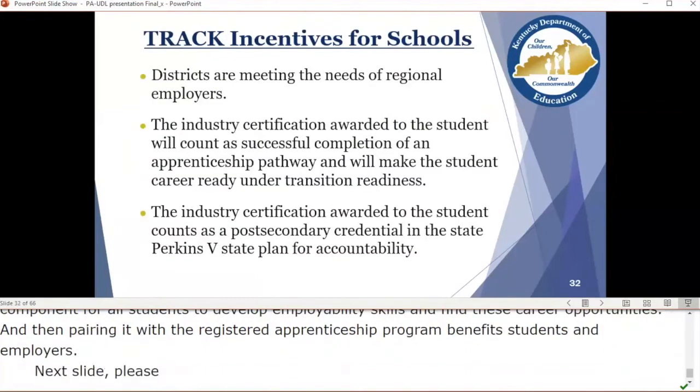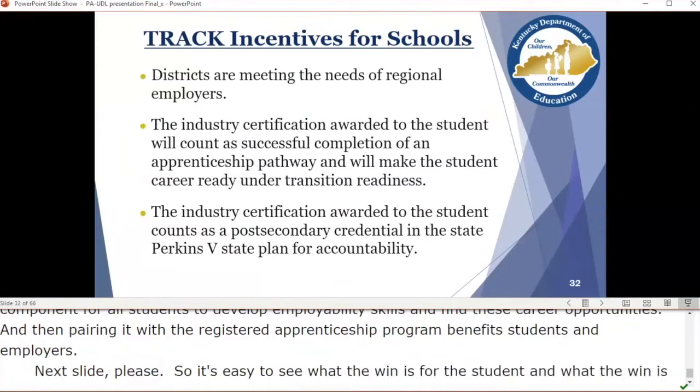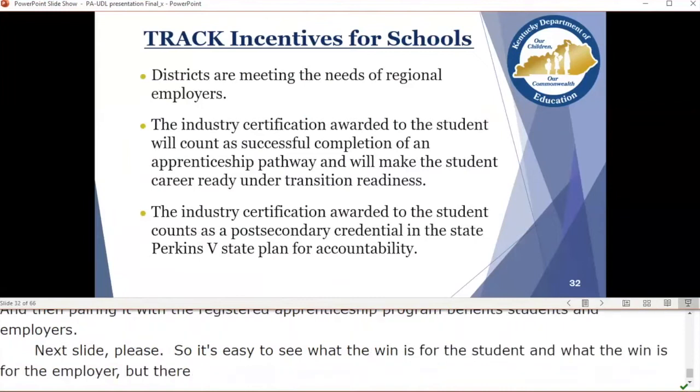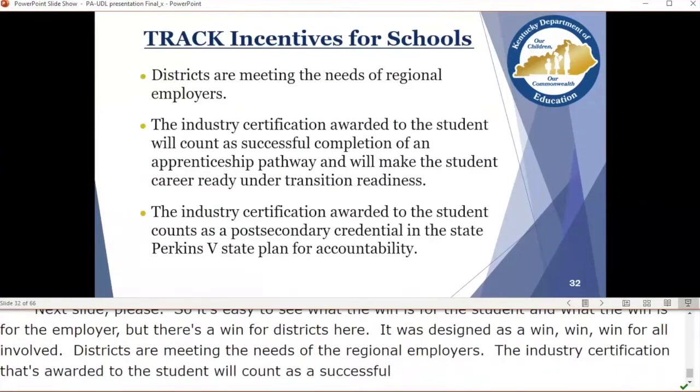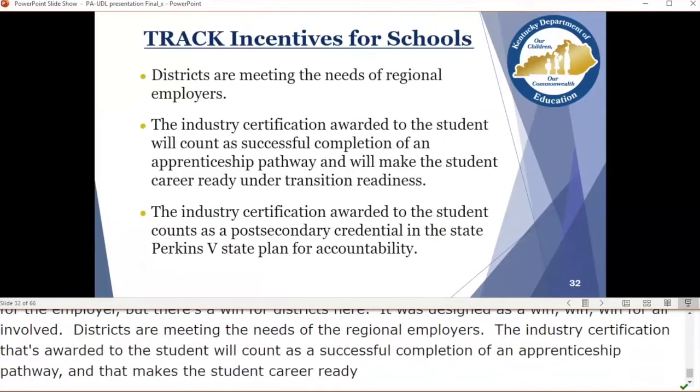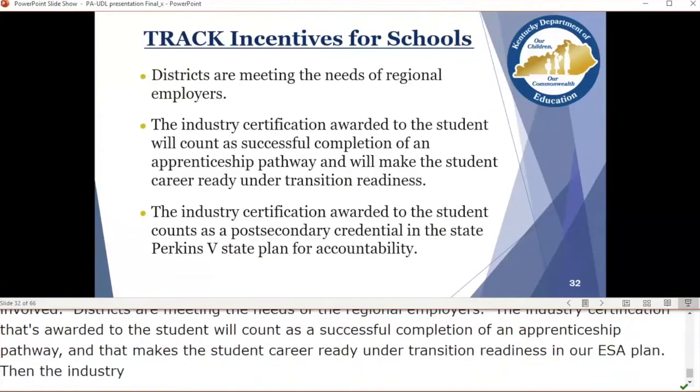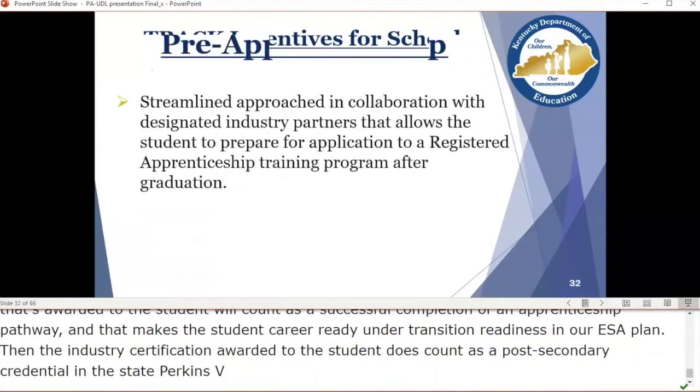So it's easy to see what the win is for the student and what the win is for the employer, but there's also a win for the district here, so it was designed as a win-win-win for all involved. Districts are meeting the needs of their regional employers. The industry certification that's awarded to the student will count as a successful completion of an apprenticeship pathway, and that makes the student career ready under transition readiness in our ESSA plan. And the industry certification awarded to the student does count as a post-secondary credential in the state Perkins 5 plan for accountability. Next slide, please.